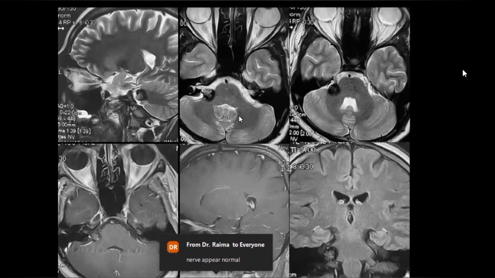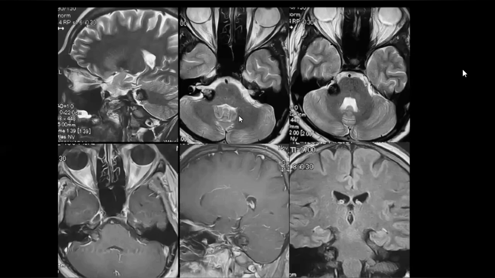When you are shown CP angle masses in your exam, keep it in your mind that you can be shown either a lipoma, a meningioma, or a cavernoma in the CP angle.